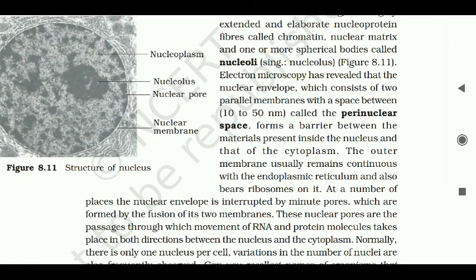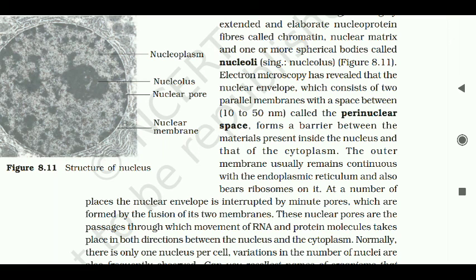At a number of places, the nuclear envelope is interrupted by minute pores which are formed by the fusion of its two membranes. These nuclear pores are the passages through which movement of RNA and protein molecules takes place in both directions between the nucleus and the cytoplasm.